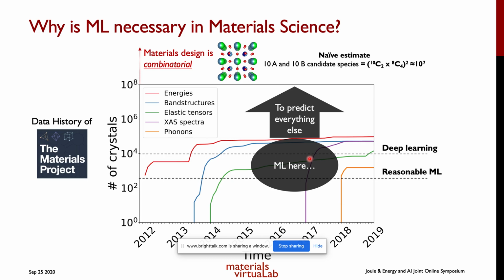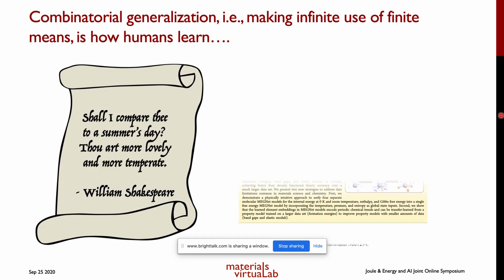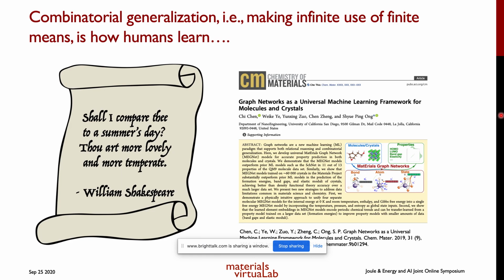So the type of machine learning model that I'm going to discuss is what is known as combinatorial generalization, and this is essentially one of the key strengths of machine learning, right? So what is known as making infinite use of finite means, right? So for example, if we take the 26 letters of the alphabet, William Shakespeare can, of course, write a nice sonnet, or we can also arrange the same 26 letters of the alphabet and write a scientific paper, right?